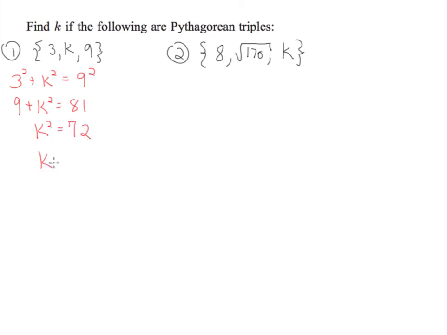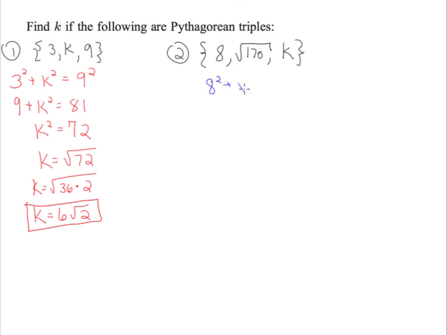So therefore I take the square root of each side, and again, because I'm looking at a triangle, a geometric shape, I only have the positive square root of 72. I don't have to worry about the negative. Well, I know I can simplify the square root of 72 to be 6 the square root of 2. So if k is equal to 6 the square root of 2, then 3, 6 the square root of 2, and 9 are Pythagorean triplets.